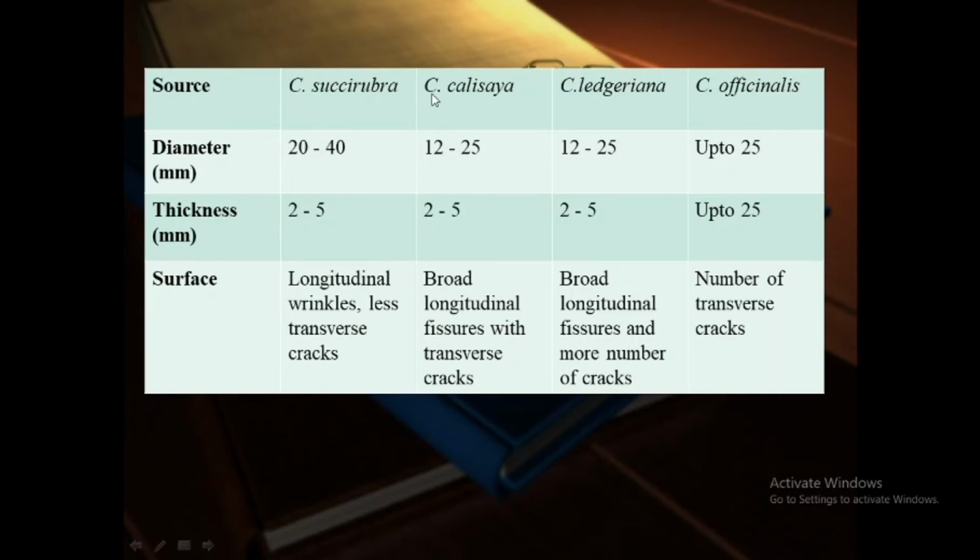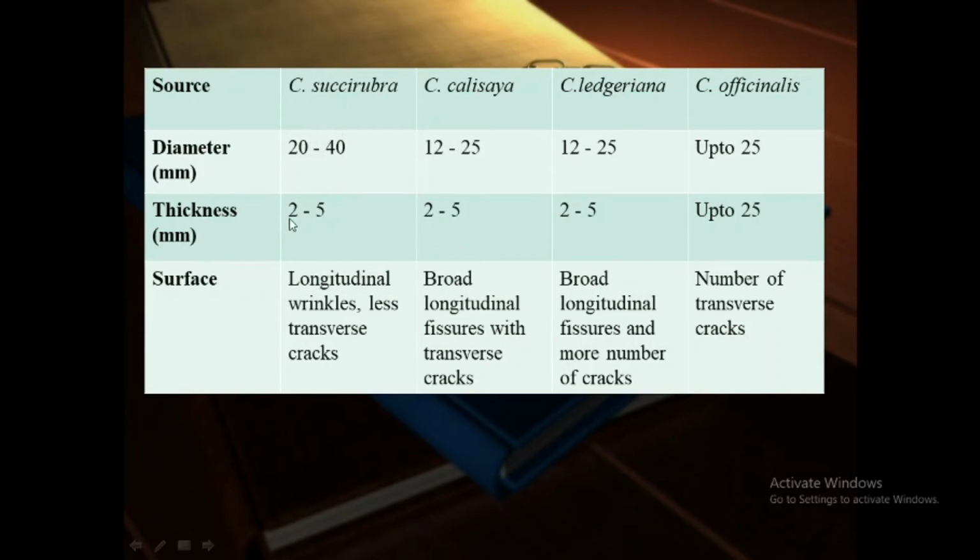Diameter of Cinchona calisaya is around 12 to 25 millimeter, whereas in case of Cinchona ledgeriana it is around 12 to 25 millimeter, and in case of Cinchona officinalis it is up to 25 millimeter. So you can see here the Cinchona calisaya and Cinchona ledgeriana, these two barks have a similar range of diameter, 12 to 25. Just see the thickness of a bark.